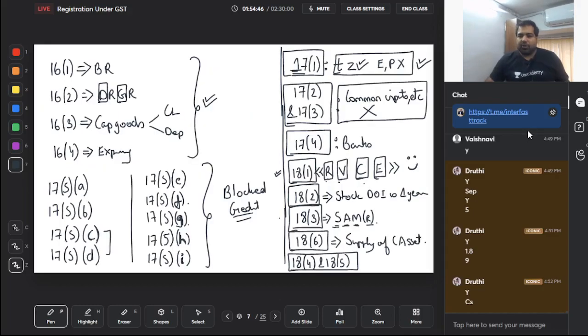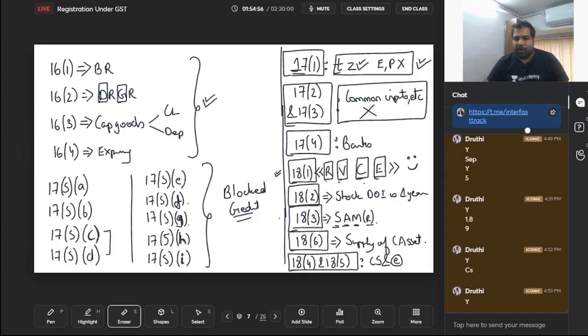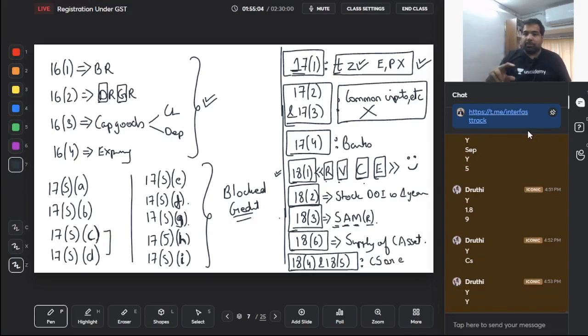Guys, this is a section called 18.4 and 18.5. Were you into the composition scheme now, and were you becoming exempt, or were you becoming exempt supply now? In that case, guys, will you have to reverse the credit? Yes. On stock also, yes. On capital goods also, based on number of months, yes. This is the only exception, based on number of months. And once you reverse any balance credit, will it lapse? Yes, it will lapse.